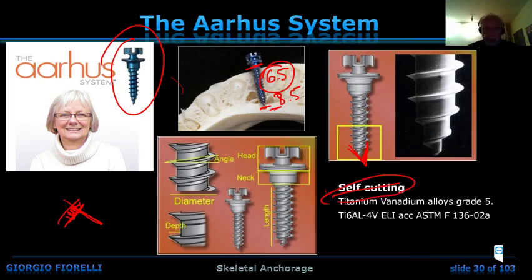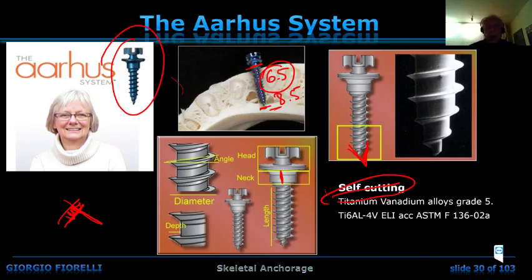Another feature which is important is that the neck can be shorter or longer, can be 1.5 or 2.5 millimeters, and usually when you use it in the palate, you better have a longer neck. But since the majority of the TADs I use are on the buccal side, most of the time I just need a short one.